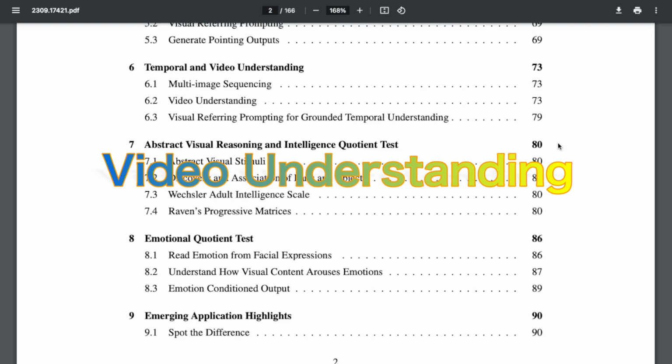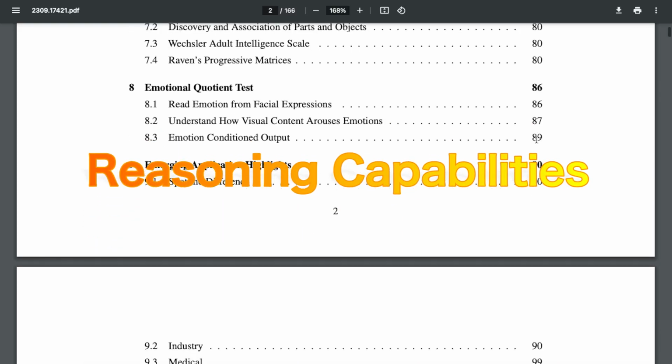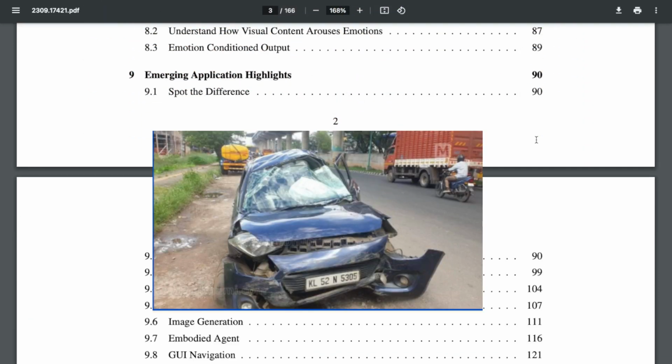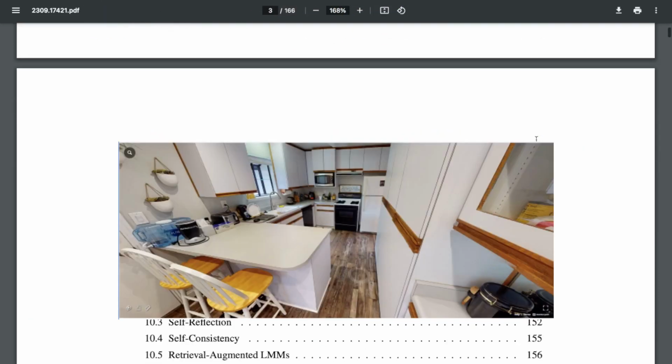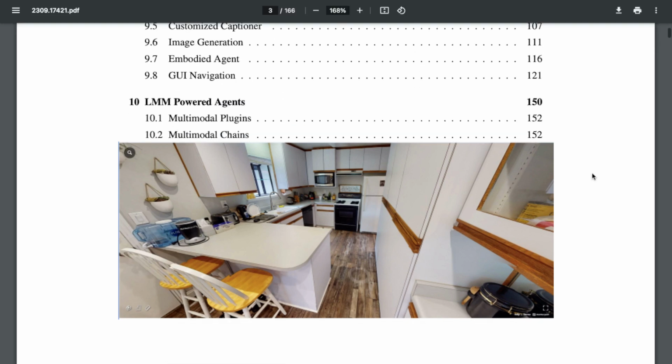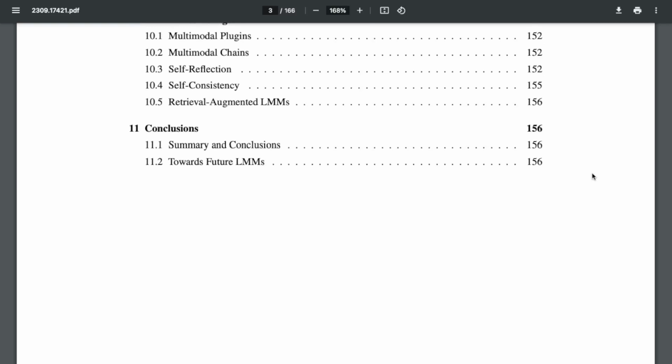Temporal here meaning time, the reasoning capabilities, emerging application highlights like medical, auto insurance industries, customized captioners, image generation, embodied agents, the list goes on. Without further ado, let's just dive into the examples here.